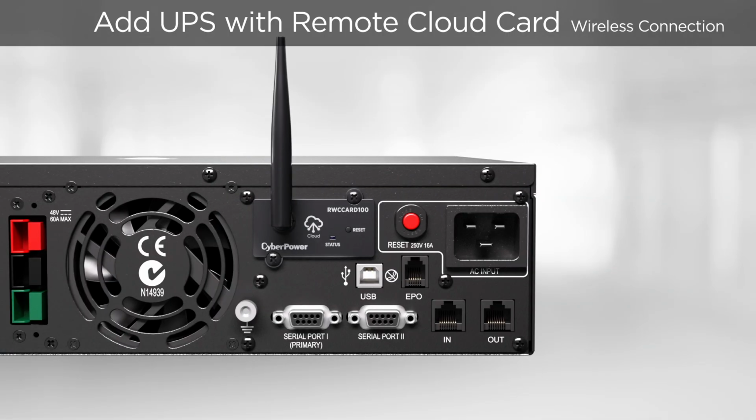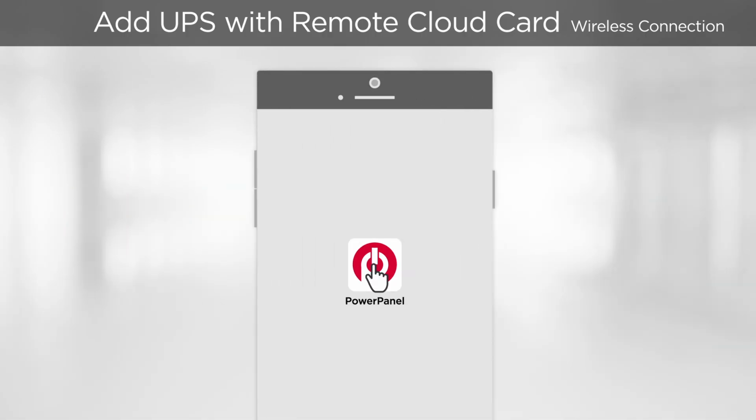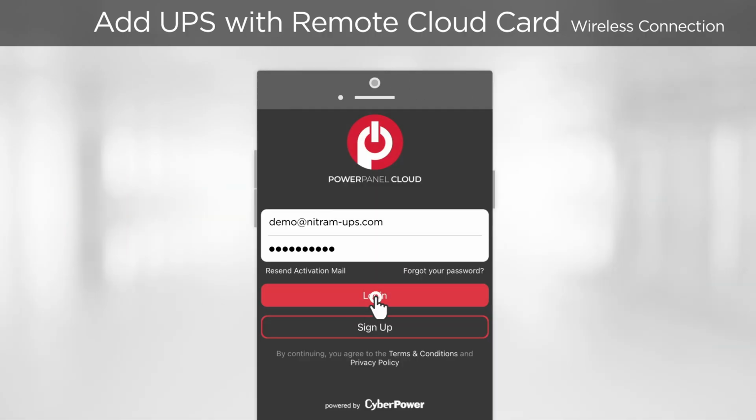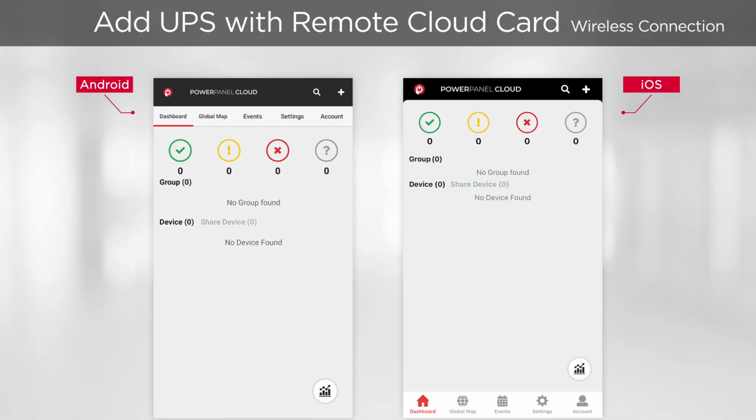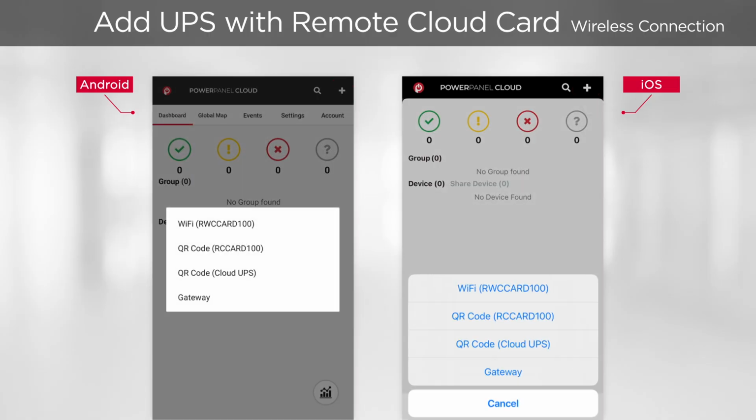If you are using the wireless connection card, first, make sure your Wi-Fi network is working with internet accessibility. When the card is first installed, the status LED will be automatically flashing blue, ready for connecting to the app. Then, open the Power Panel app and log in with your registered account. In this step, we will connect the card to the app first. Tap Add to add the UPS.